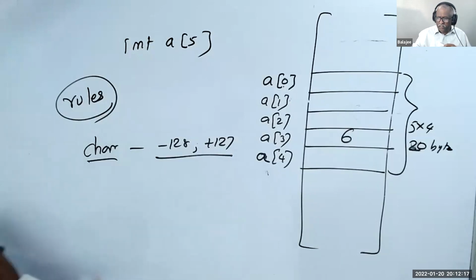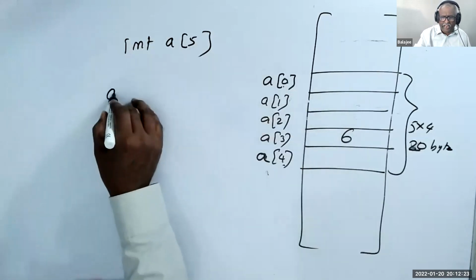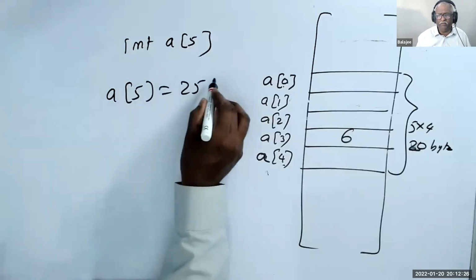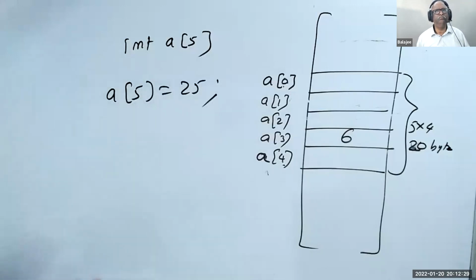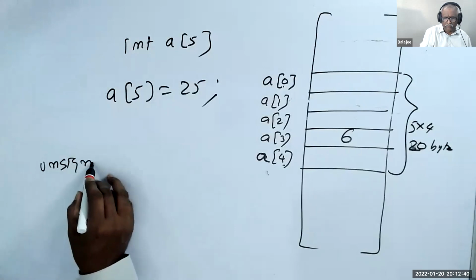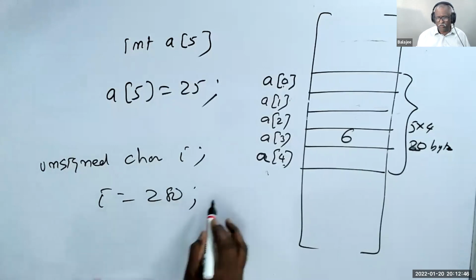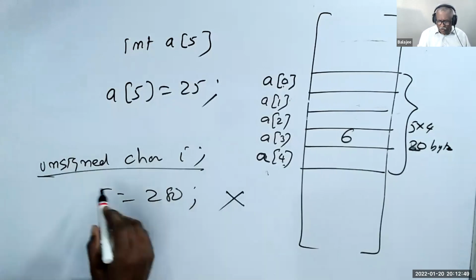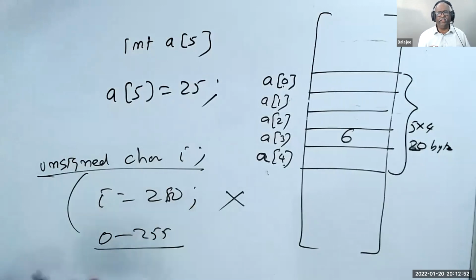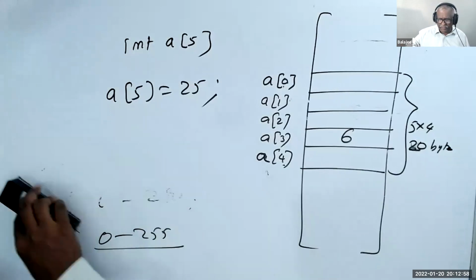Same way, if I say here A of 5, it means he declared 0 to 4. If I say here A of 5 is equal to 25, what will happen? We don't know how the compiler will behave. That is possible if you say unsigned character, you can do that. But if you say unsigned character I is equal to 280, that is wrong because it can go only from 0 to 255. You cannot go to 280. At that time you have to define it as an integer, sorry, short or long or whatever it is.